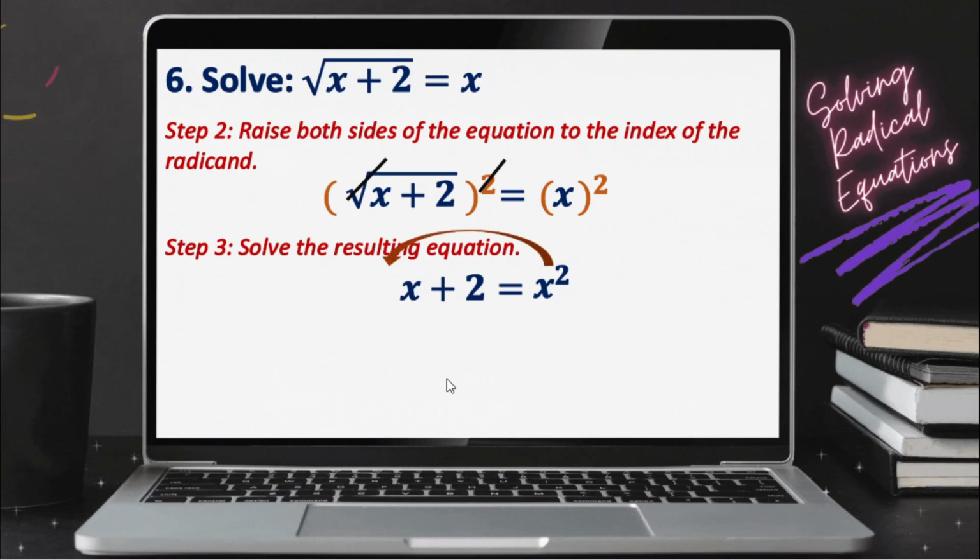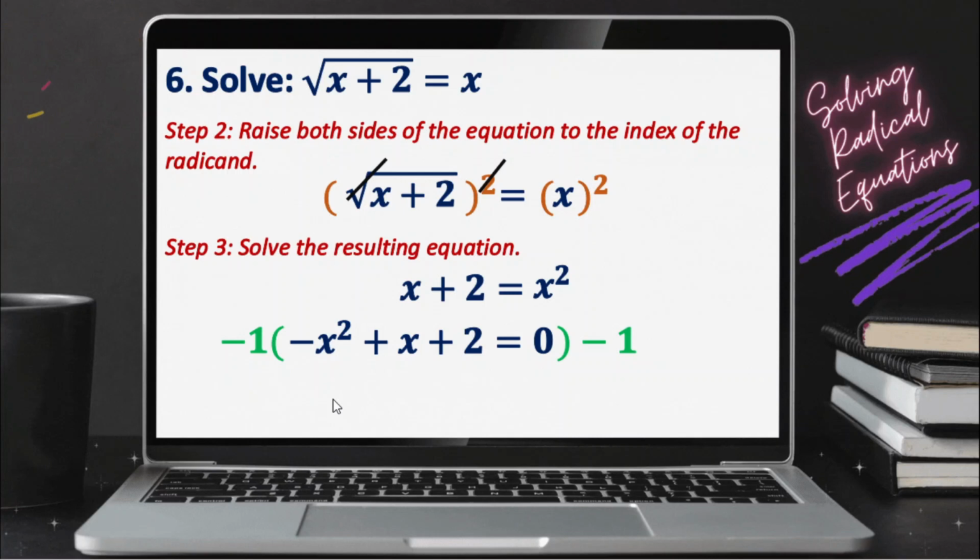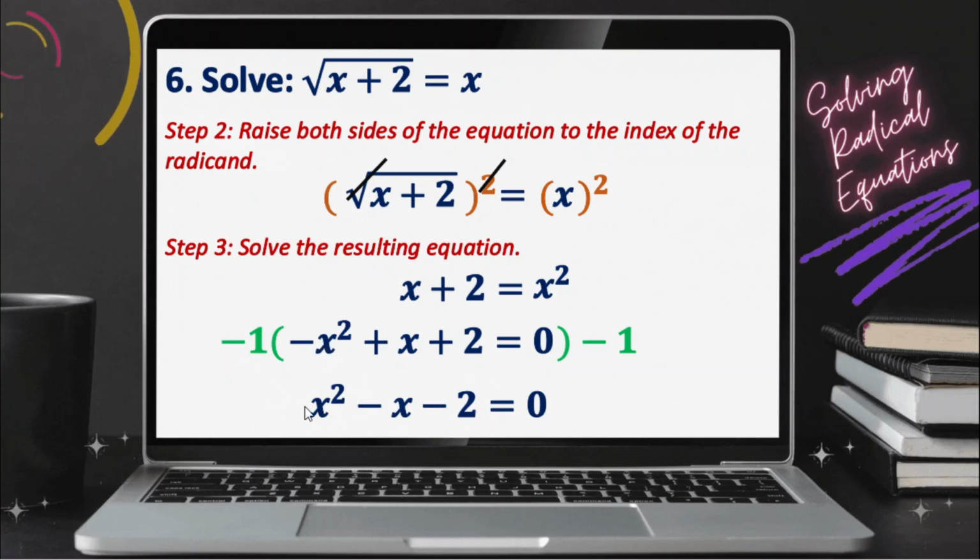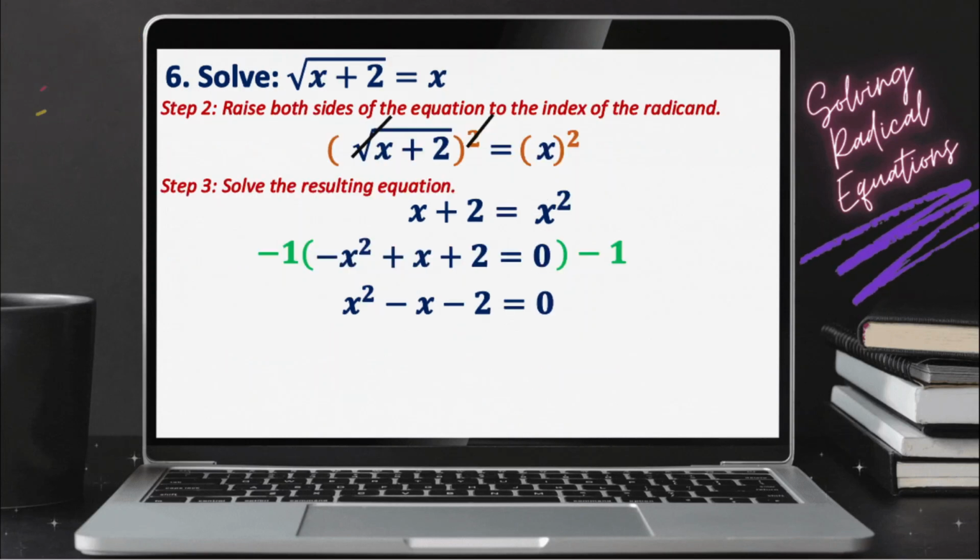Then, let's transpose x squared to the left side of the equation. So, we have negative x squared plus x plus 2 is equal to 0. Since our x squared is negative here, let's multiply by negative 1 on both sides. Then, we have negative 1 times negative x squared is x squared. Negative 1 times x is negative x. And negative 1 times 2 is negative 2. Then, is equal to 0. So, you will notice that we have a quadratic equation.